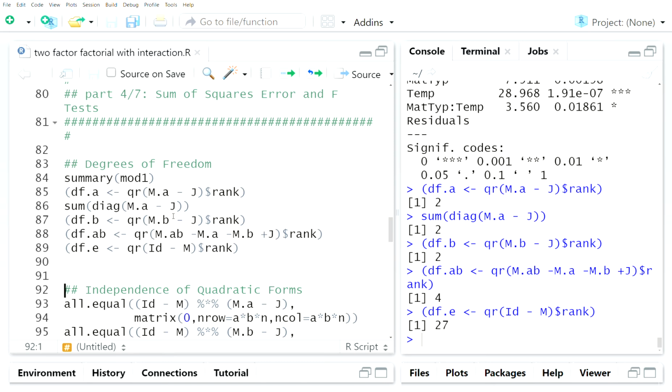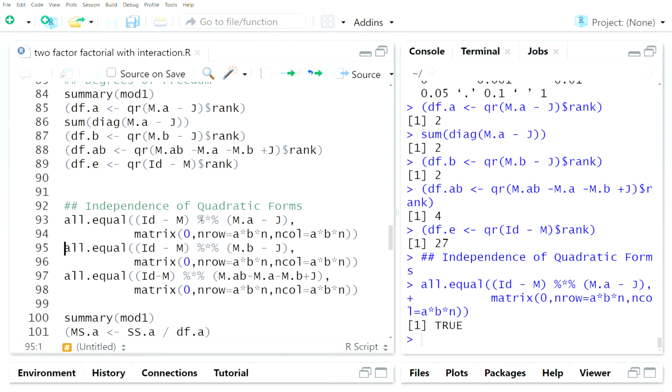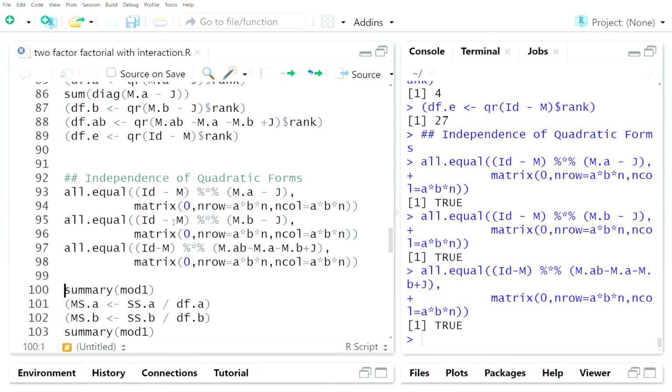Yep. Now, whenever you're doing hypothesis tests, you need to make sure that the sum of squares error is independent of the numerator. And since we're looking at quadratic forms, it's actually the product of those two matrices, in quadratic form. And if they're equal to the zero matrix, then they're independent. And that's mainly because we're assuming y is multivariate normal. So that's what this step is doing, comparing each of those products with the zero matrix, and it is true in each of those cases.